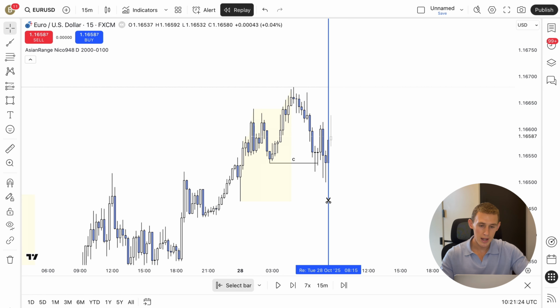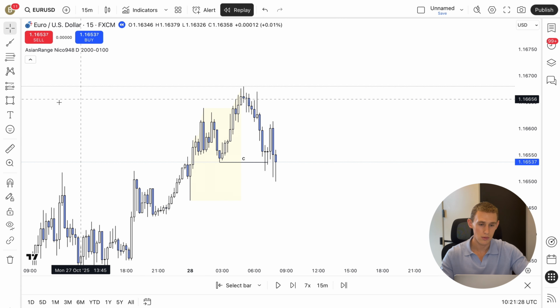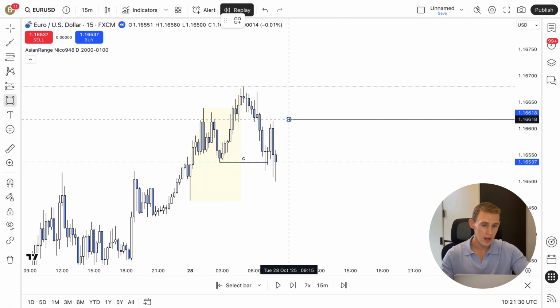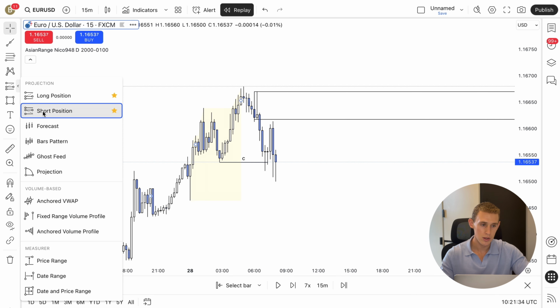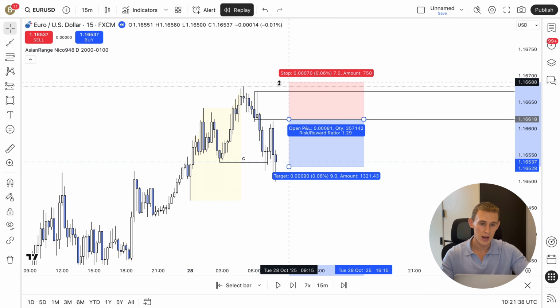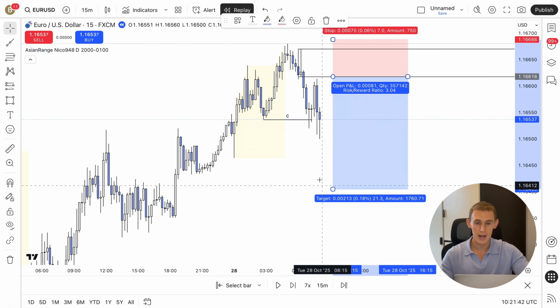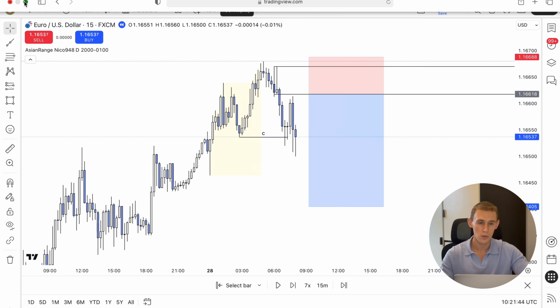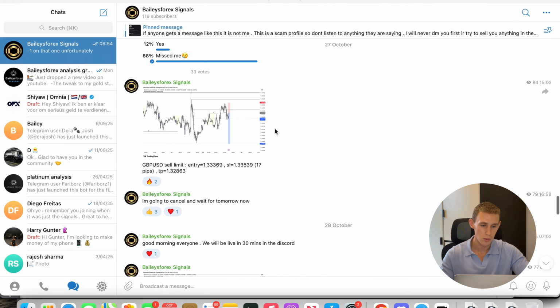The actual entry that I was looking to get was after price was at this point right here, because I saw that it had created this 15-minute supply, which was induced by this wick. So at this point, I set a limit on this area with stops above the high. I think we had a 7 pip SL, and then I, as always, mechanically targeted a 1 to 3 risk to reward. And let me just show you guys that we did actually take this trade as well.